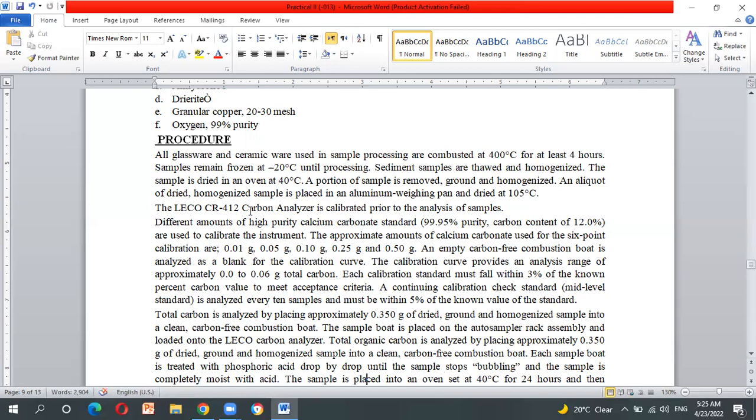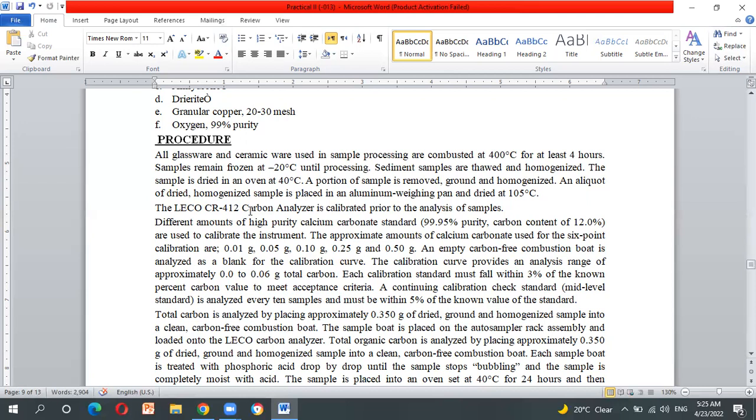The approximate amounts of calcium carbonate used for the 6-point calibration are 0.01 gram, 0.05 gram, 0.10 gram, 0.25 gram, and 0.50 gram. An empty carbon-free combustion boat is analyzed as a blank for the calibration curve. The calibration curve provides an analysis range of approximately 0.0 to 0.06 total carbon. Each calibration standard must fall within 3% of the known percent carbon value to meet acceptance criteria. A continuing calibration check standard, a mid-level standard, is analyzed every 10 samples and must be within 5% of the known value of the standard.